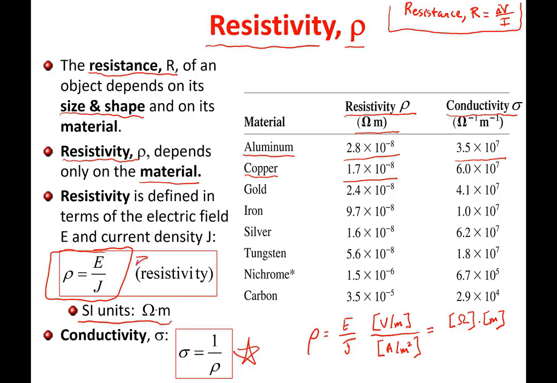So the definition of resistivity: for a given electric field passing through a material, if the current density that we measure is high, then the resistivity of that material is low.